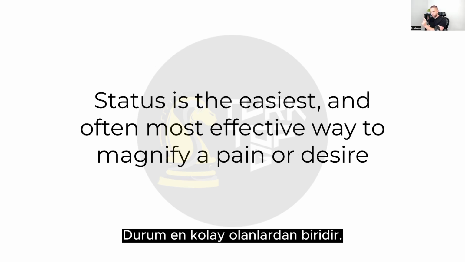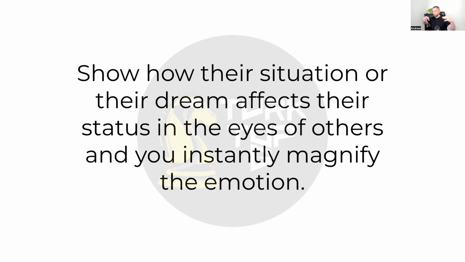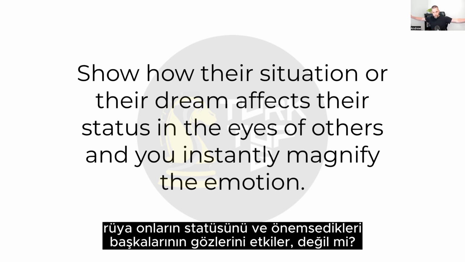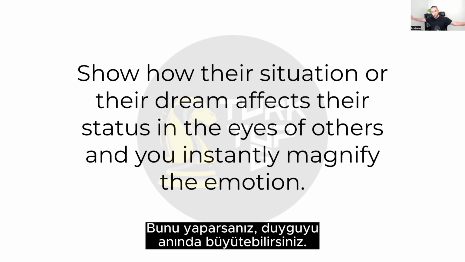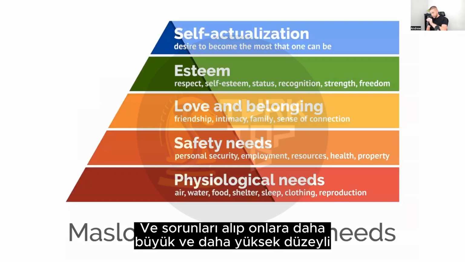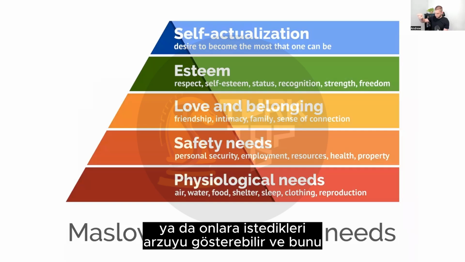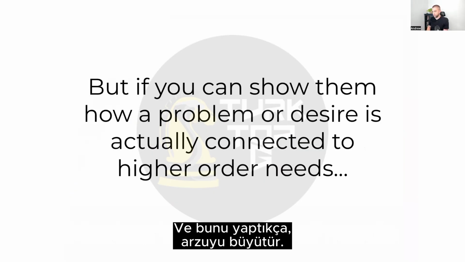Status is one of the easiest ones. One of the most effective ways to magnify pain or desire is to show them how their situation or their dream affects their status in the eyes of others they care about, right? If you do that, you can instantly magnify the emotion. And you can do that with a lot of different things, right? You can take problems and show them how they connect to bigger and higher order problems, or you can show them the desire that they want and connect it to those bigger and more important things. And as you do so, it just magnifies the desire.